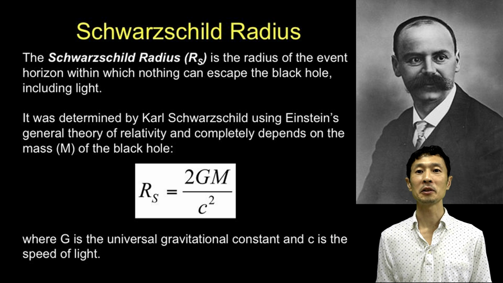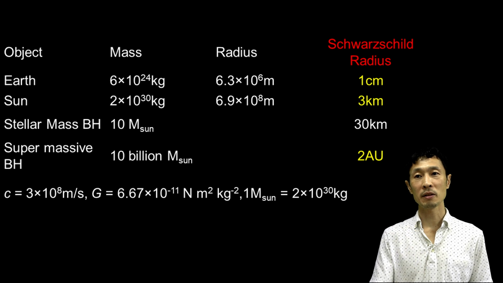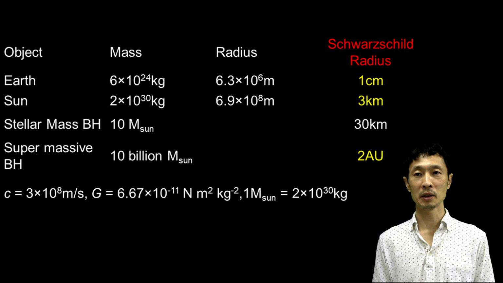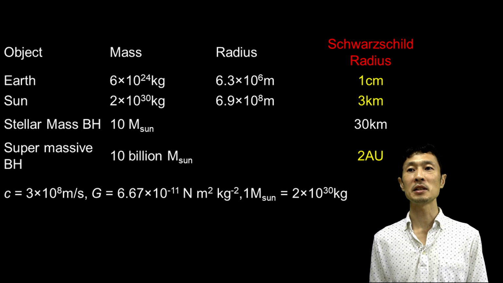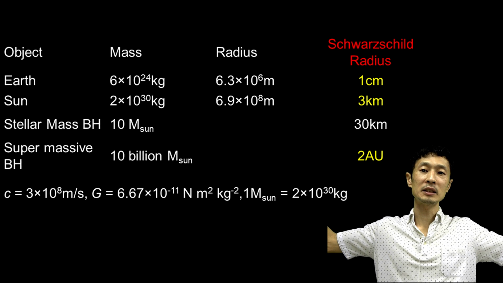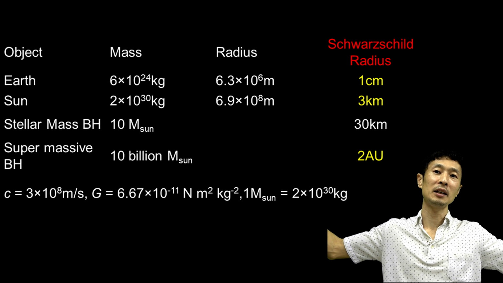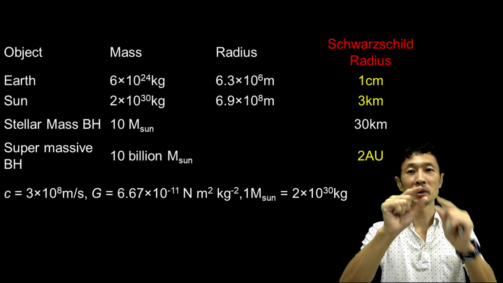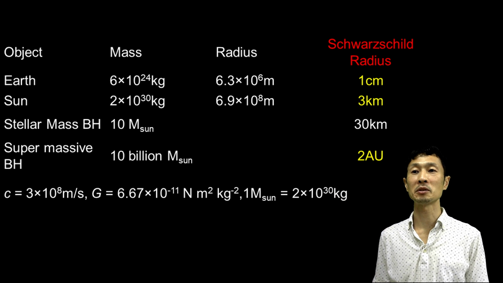So let's calculate the Schwarzschild radius for various objects. For the Earth, the mass of the Earth is 6 times 10 to the 24 kilograms, and the Schwarzschild radius of the Earth is about 1 centimeter. So if you squeeze the entire Earth, including ocean and ice and lands, continents, everything into 1 centimeter, then the Earth is going to become a black hole. That's what this Schwarzschild radius means.